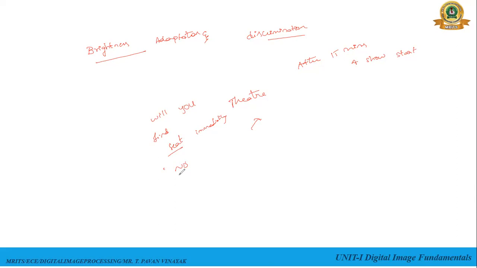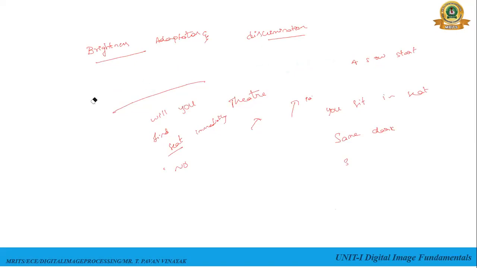You can't visualize your seat. But whenever you sit in your seat in the same dark region, after some time you can visualize the remaining persons, right? Whenever you enter immediately into a dark region, can you visualize anything? No. But after some time, you can visualize everything.